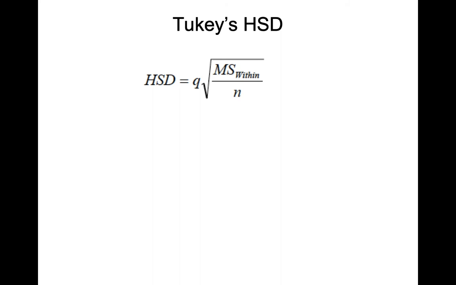Here's the formula. You'll notice that two elements in the formula are very familiar already. We've got the mean squared within. Again, this is the same thing as the S squared within. This is our estimate of population variance figured out using the within group method. And in our example, we've already calculated this. You'll see we have N, which is the sample size for each group. And then the only thing that's new is this Q.